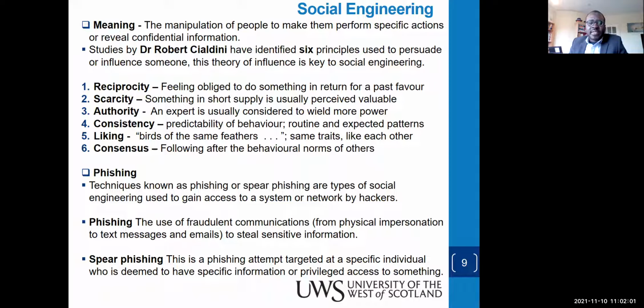Then consensus building, following after the behavioral norms of others. So let's follow this trait, let's see whether it will work. You want to be like someone, okay? You want to be like me. You come to me, and since I know you want to be like me, I use that opportunity to manipulate, to negatively influence you and use it for my own advantage against your will. So these are examples of ways people use to socially engineer others.